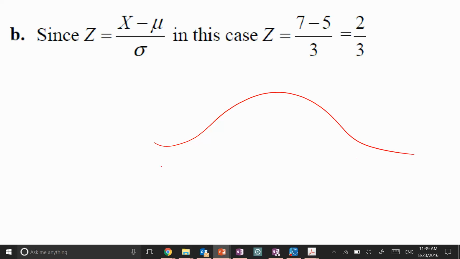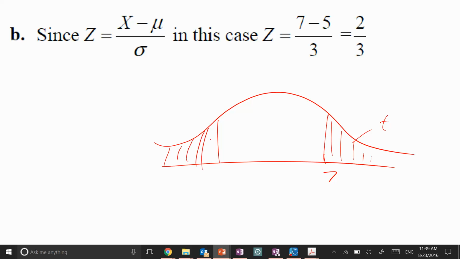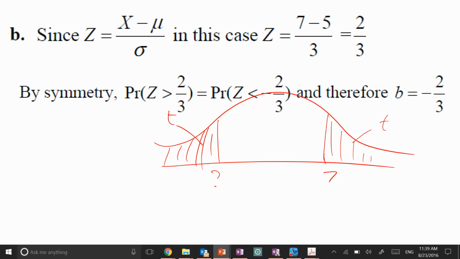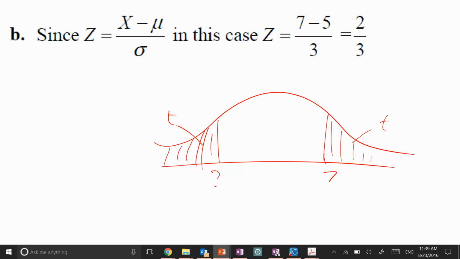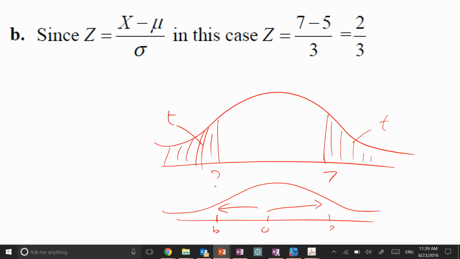Because, think about it, it's symmetrical. If this is 7, greater than 7 gives you a certain area. Let's say it was T. That means less than a certain value, whatever this is, is also T. So it's symmetrical: greater than 7 is T, less than a certain number is T. If I compare this to a Z normal, where this is 0, this is what I'm looking for. I'm looking for B. Since it's a standard normal, whatever goes up is exactly what goes down. If I go up by 2, then down by 2 is the same thing.